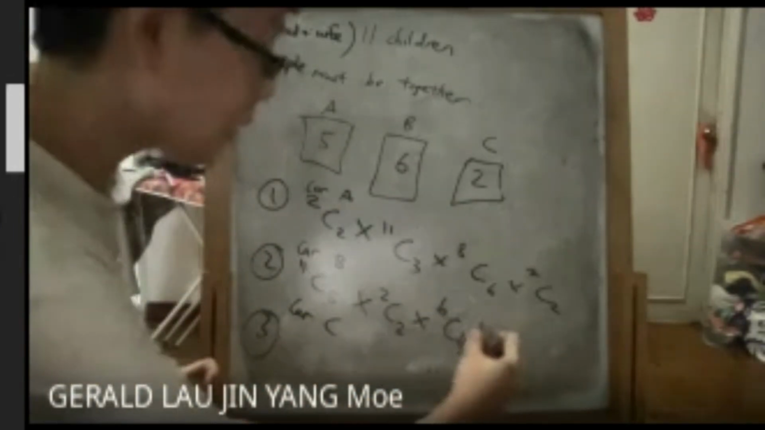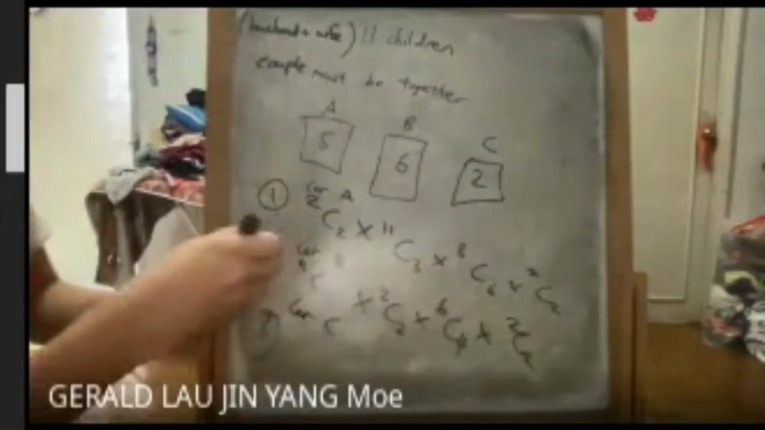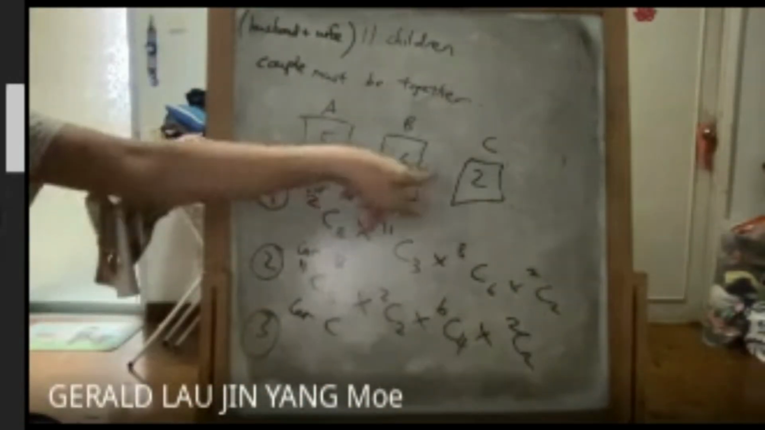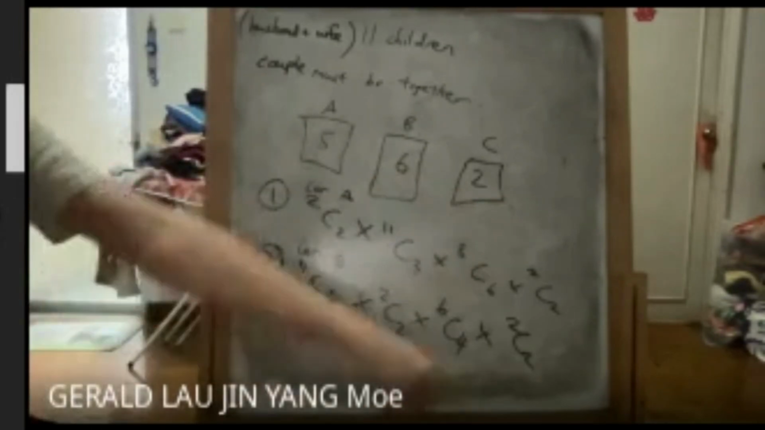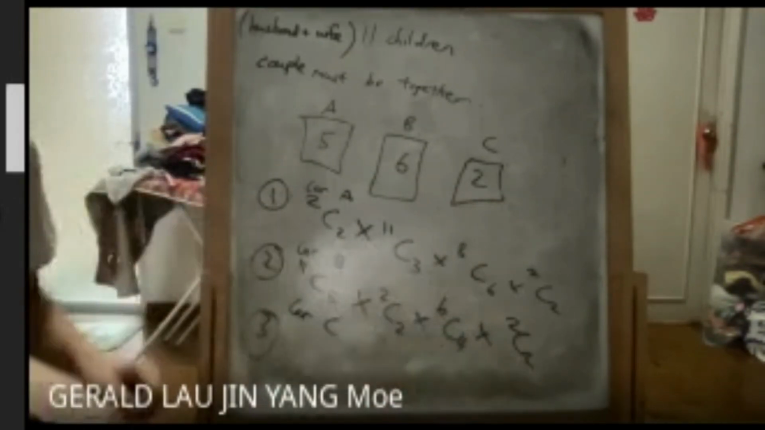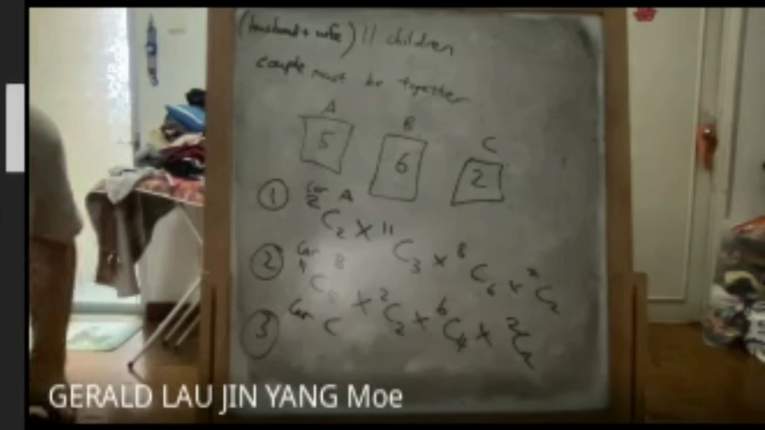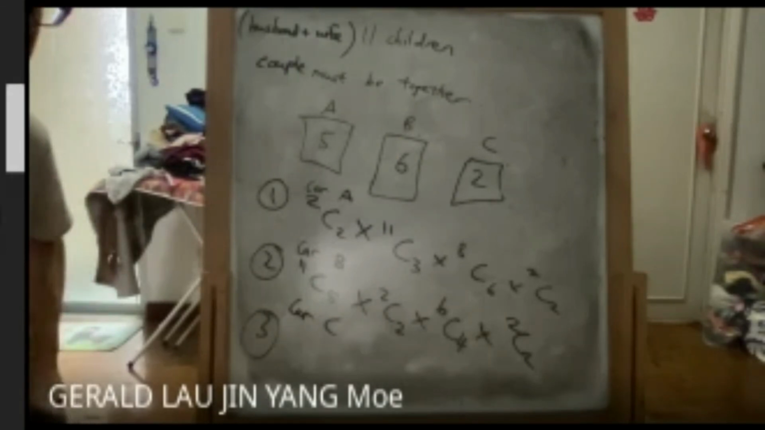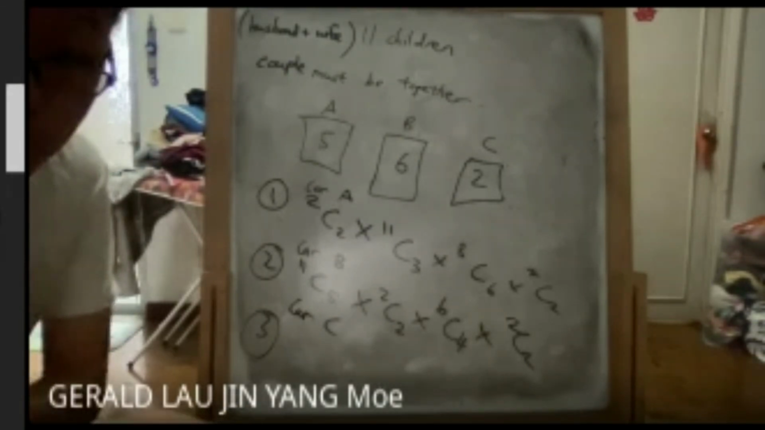Good. Then the last one, car C, also 2C2. Perfect, right? 6 already. You take out 4, only 2 children are left for car C. Perfect, right? So you see, it's correct. 2C2. Can you understand possibility B?